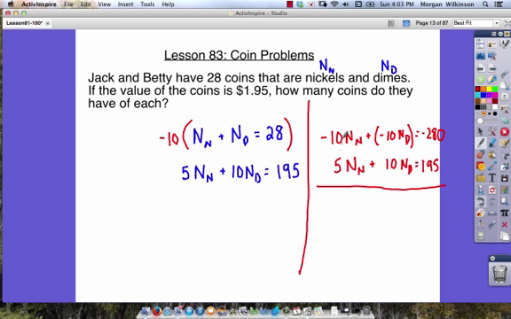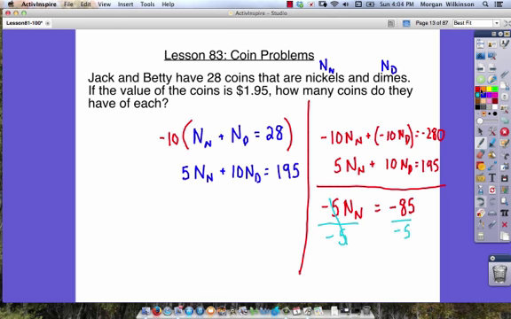When we do that, -10 plus 5 is -5 times the number of nickels. -10 plus 10, that's 0, is going to equal, and then we have -280 plus 195. Well, if we look at that, -280 plus 195, that must be equal to -85. Now, we can go ahead and continue because we're going to divide by -5 on both sides.